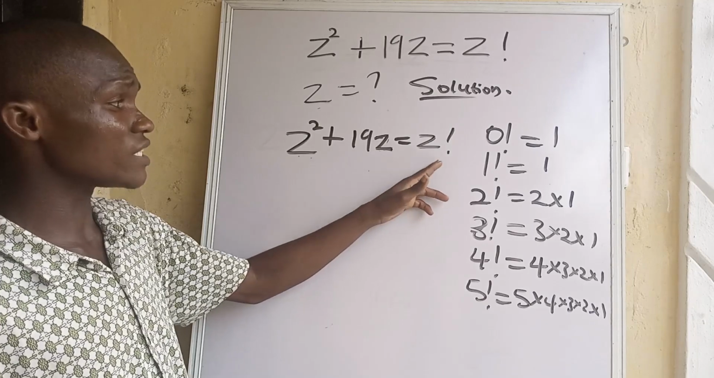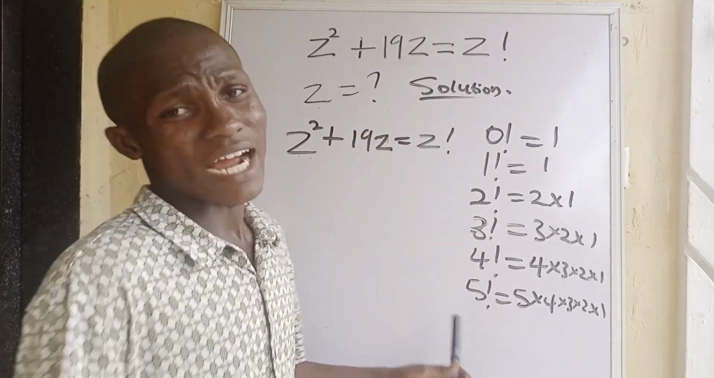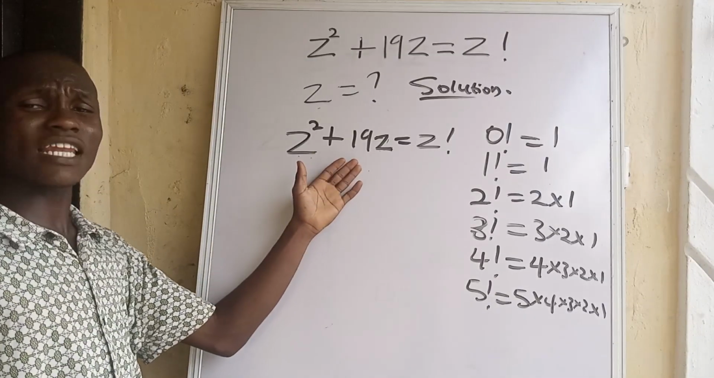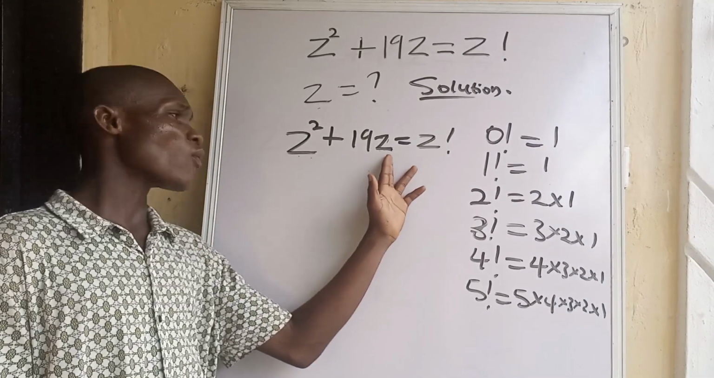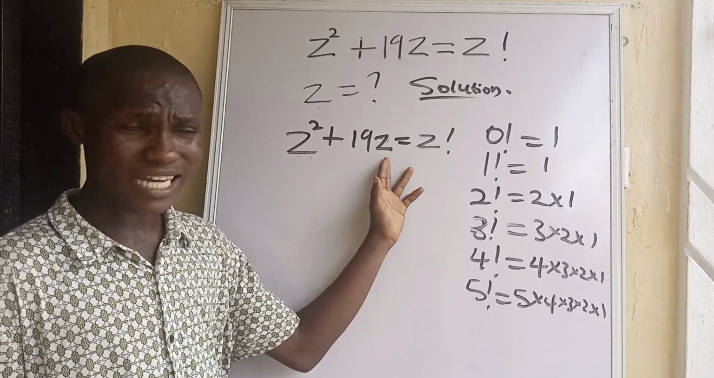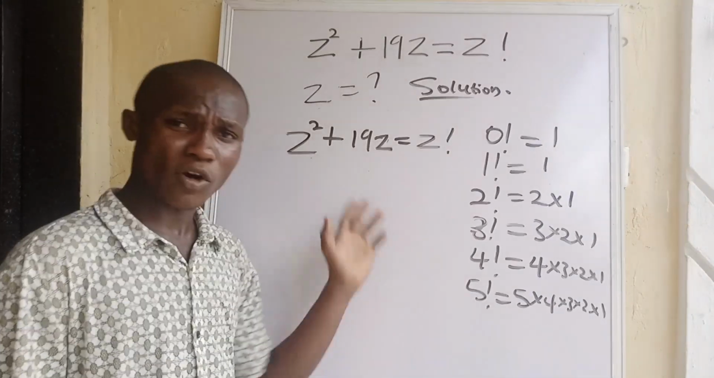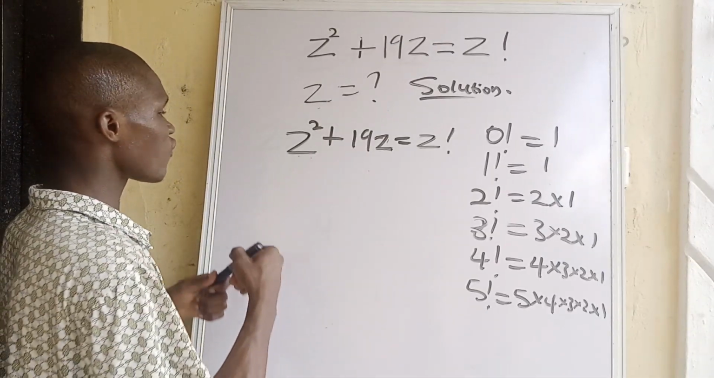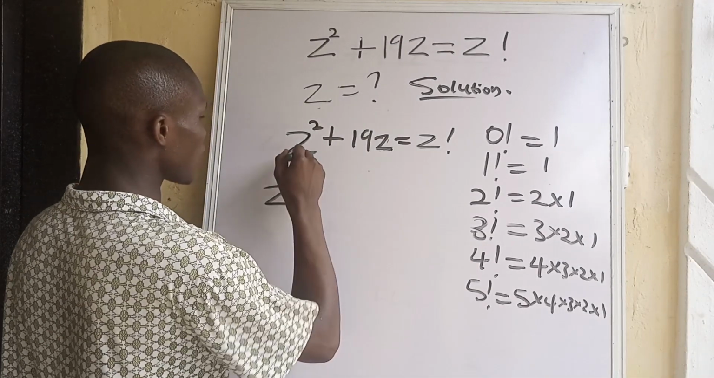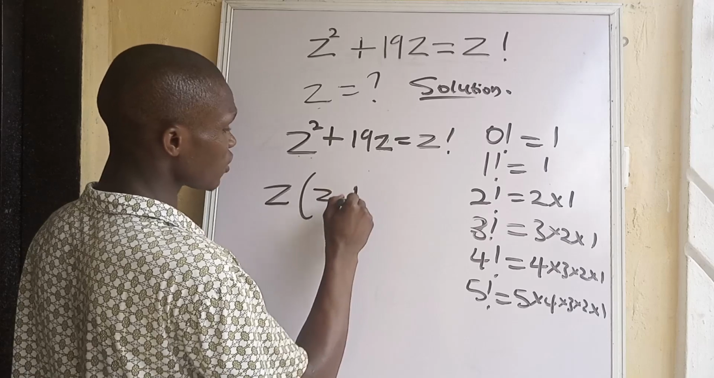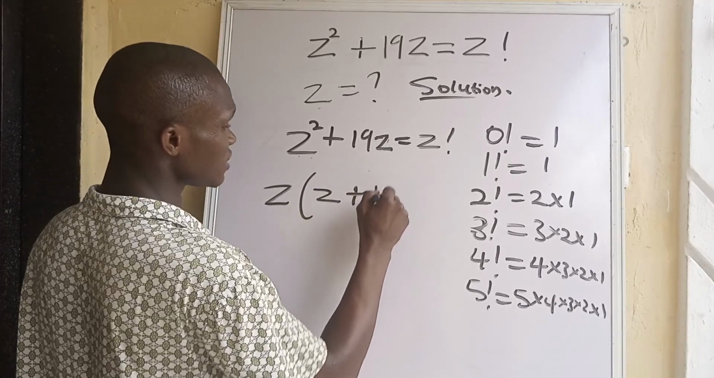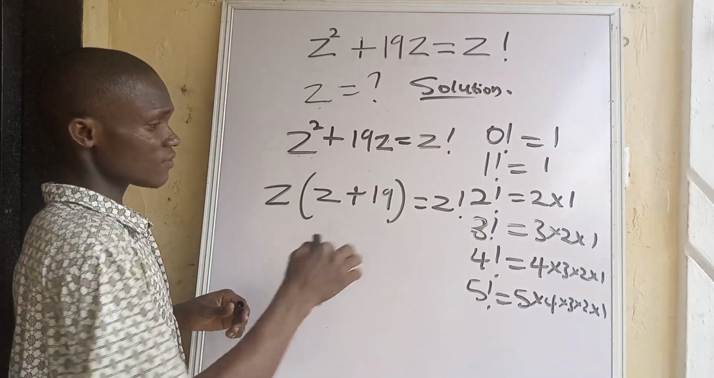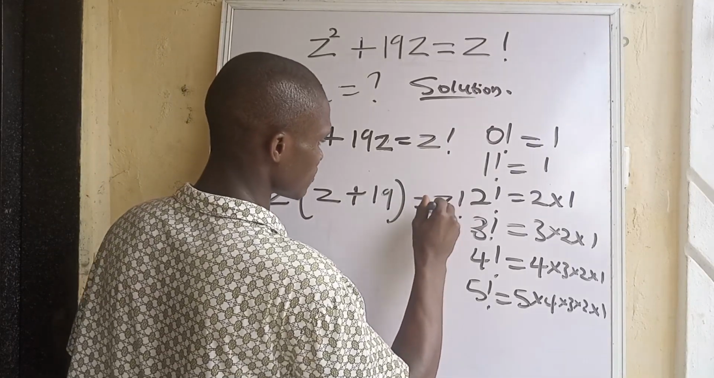Having said and done all that, we now have z to the power of 2 plus 19z equal to z factorial. So what are we simply going to do? At the left hand side, we have z here and we have z here. In other words, z is common. We can factor out the z. Factoring out z, z cancels off this, we are left with z, plus z cancels off this, we are left with 19, close the bracket, equal to z factorial.